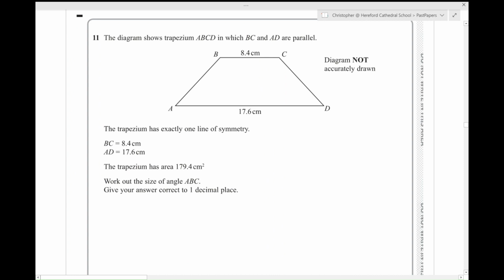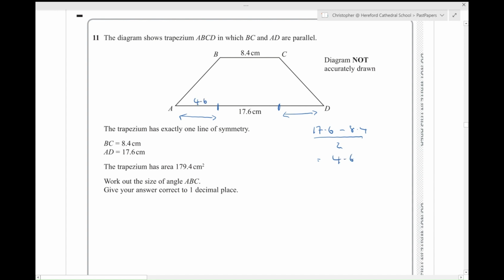Question 11. I've got a trapezium here and it has one line of symmetry. Now that's going to be important because it tells me that these two lengths here are equal. So let's just work out those two lengths now. I'm going to do 17.6 minus 8.4 and divide that by 2. Tells you that each of those lengths is 4.6.